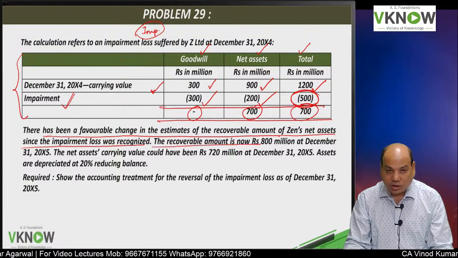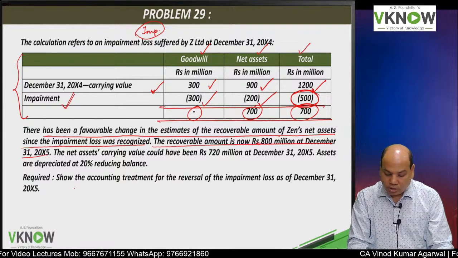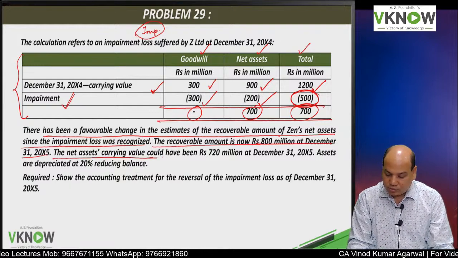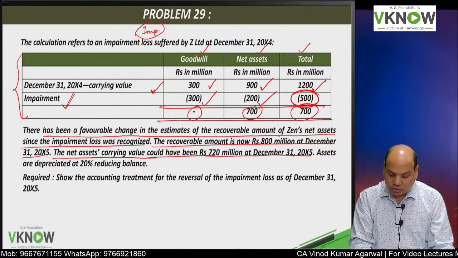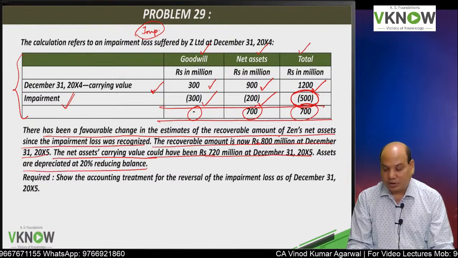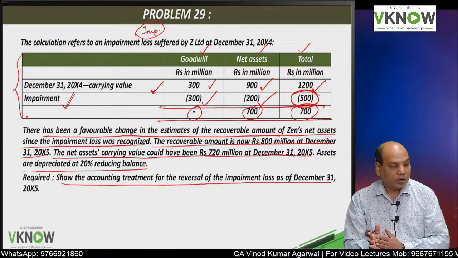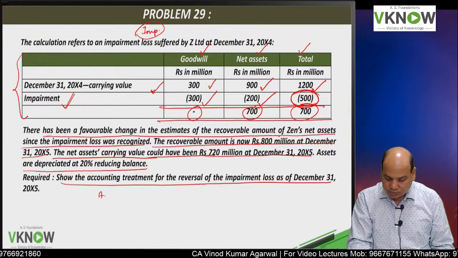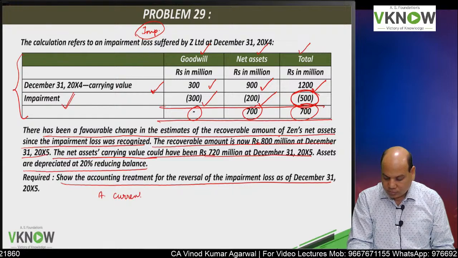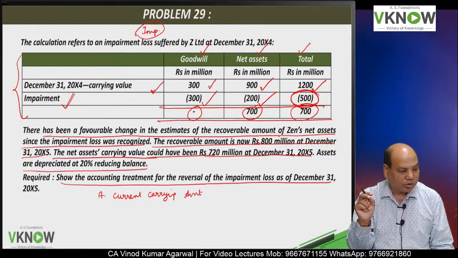The recoverable amount is now 100 million on 31st December. The net asset carrying amount would have been 720 million on 31st December 2005. Assets are depreciated at 20%, reducing balance. Show the accounting treatment for reversal of impairment loss. We first have to find out the current carrying amount. I have printed the answer in the book and exactly that is what you have to write.